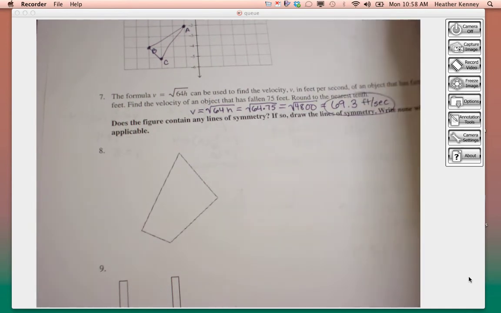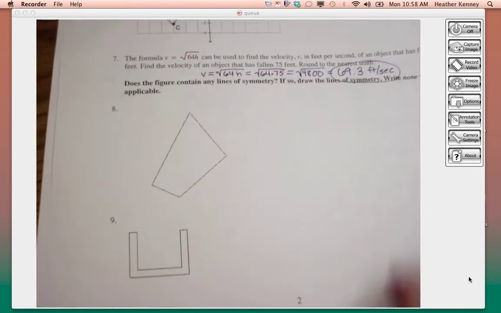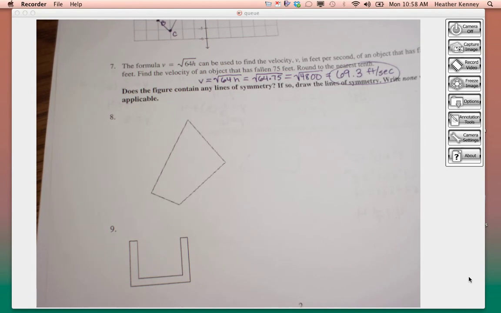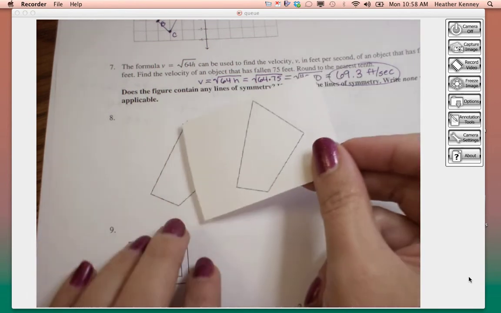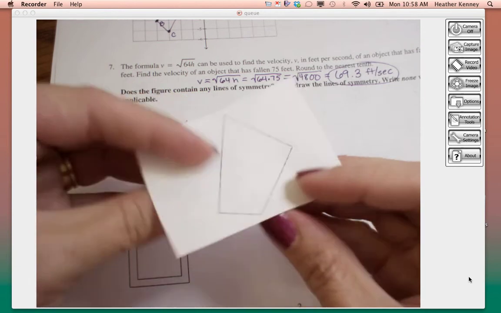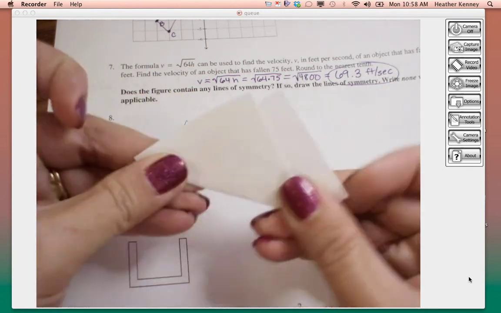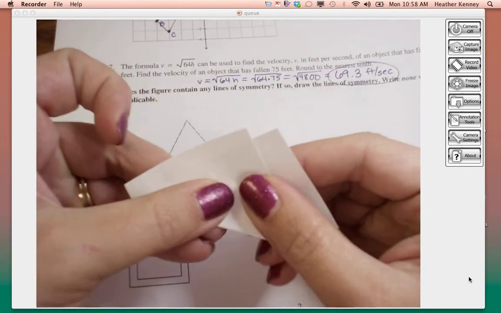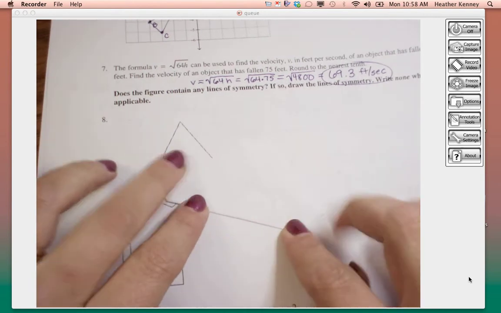The next two are about lines of symmetry. And if we remember, a line of symmetry is a line that we draw through an object on which we could fold the object in half and it would be an exact mirror. The two halves would be exact mirrors of each other. So I have a duplicate image here, and what we're looking for is some line on which we can fold that image in half and the two would line up.